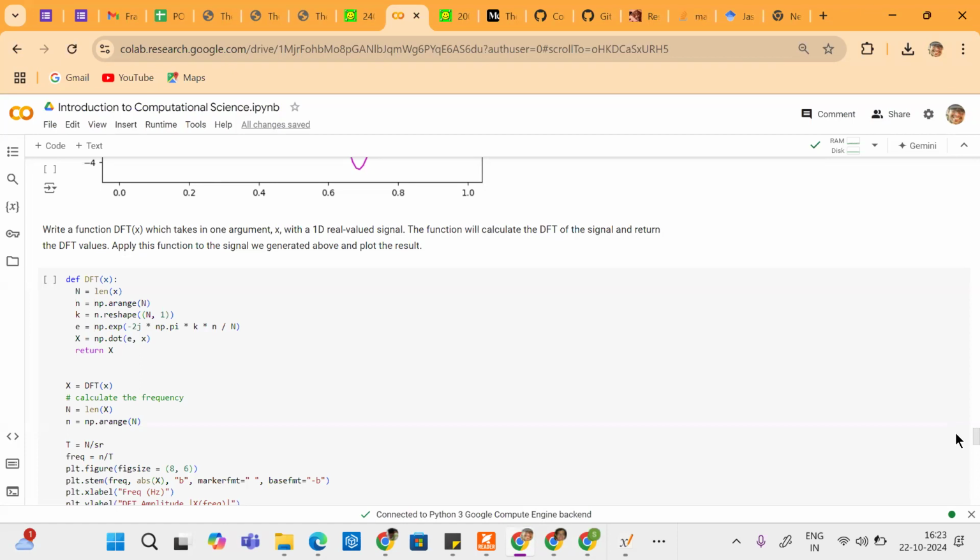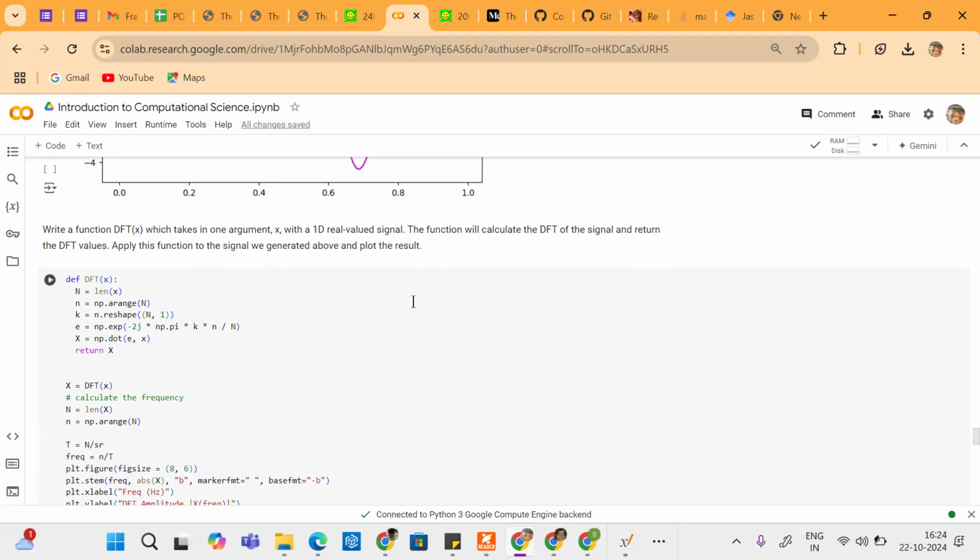So you will see why DFT is helpful in denoising the image. One-dimensional signals can also be audio signals. You will learn why DFT can also denoise audio signals. If you want to denoise any data, DFT can be used. You will see why we can take advantage of breaking down one complete signal into multiple signals, a sum of multiple signals. Anyway, so this is the dftx. The function will calculate the DFT of the signal and return the DFT values. Apply this function to the signal we generated above and plot the result.